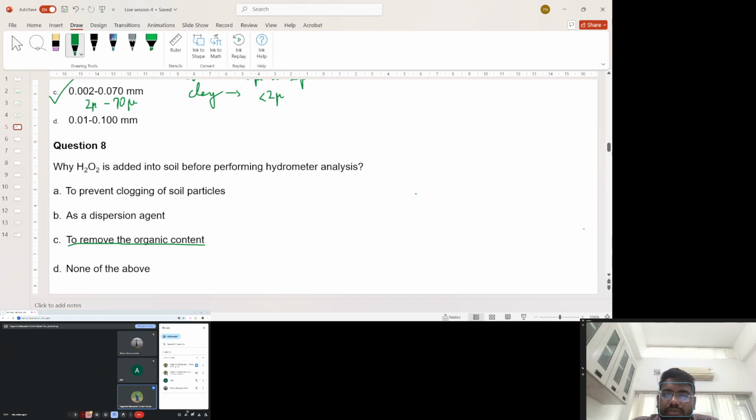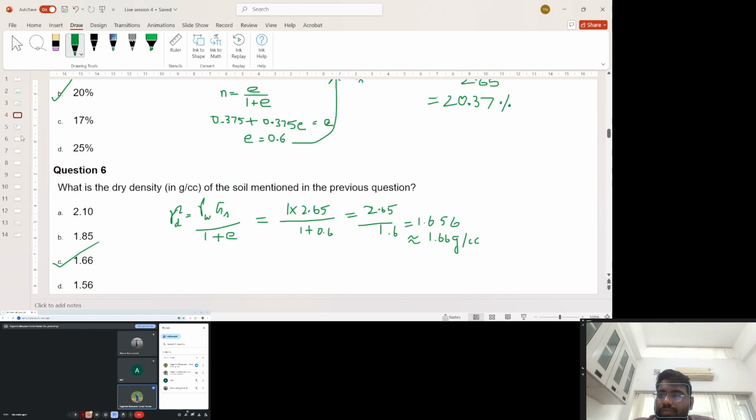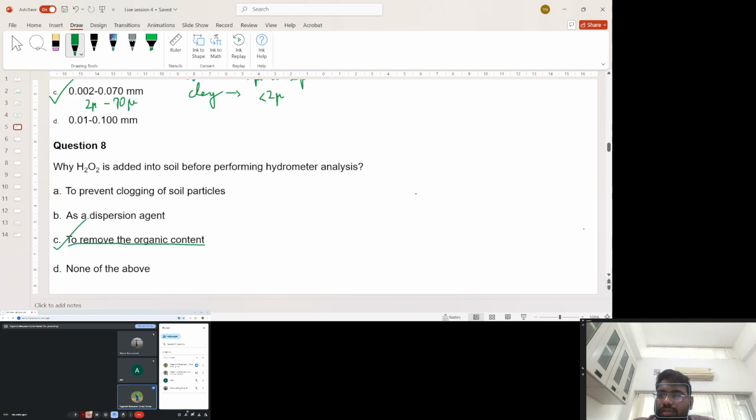Initially, as a double check, organic content can also be removed to an extent by keeping the sample in the oven at 100 to 105 degrees centigrade. But by adding chemicals, any oxidizing agent can be used, and the most commonly used oxidizing agent is hydrogen peroxide. So the right option is option C.